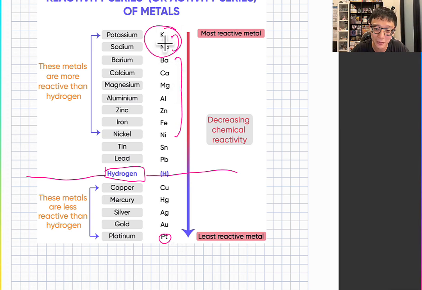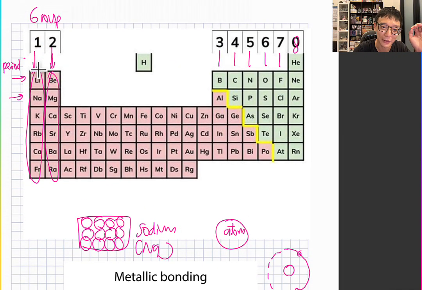You must know the position of these metals, especially group 1. Group 1 is more reactive than group 2. So this part here is very reactive to water, while on the right side of the periodic table, the reactivity actually goes down for metals.